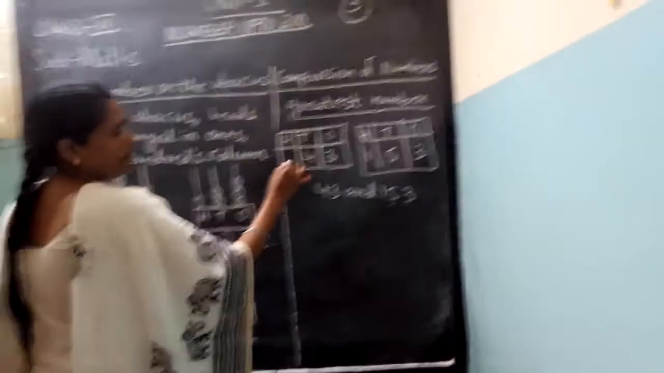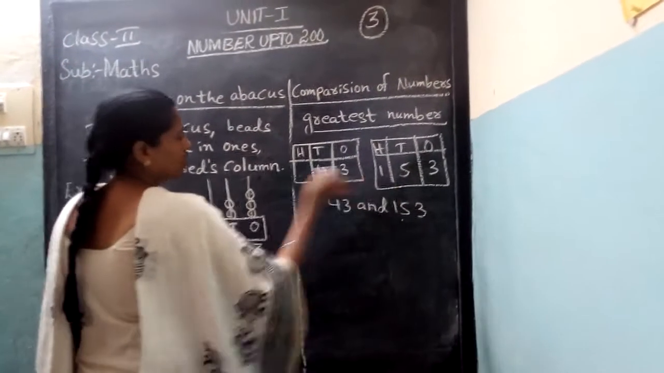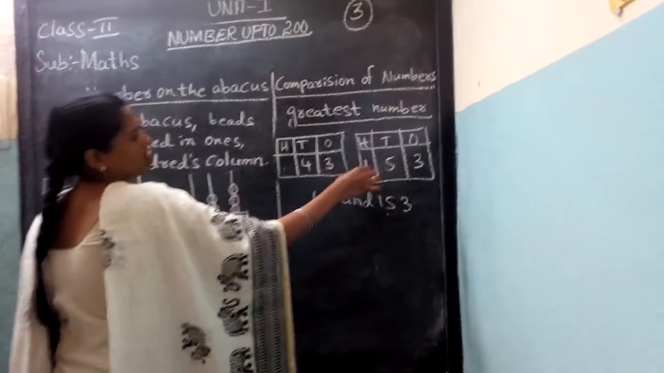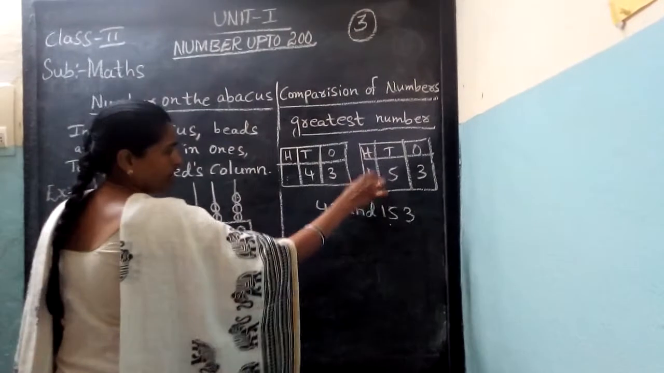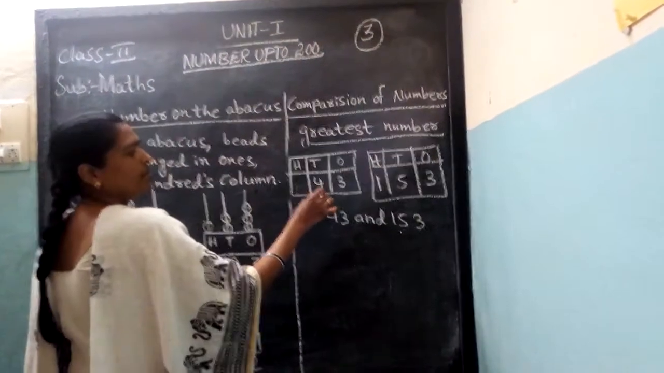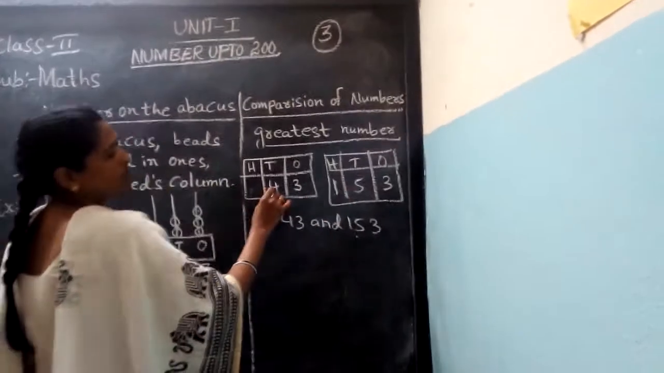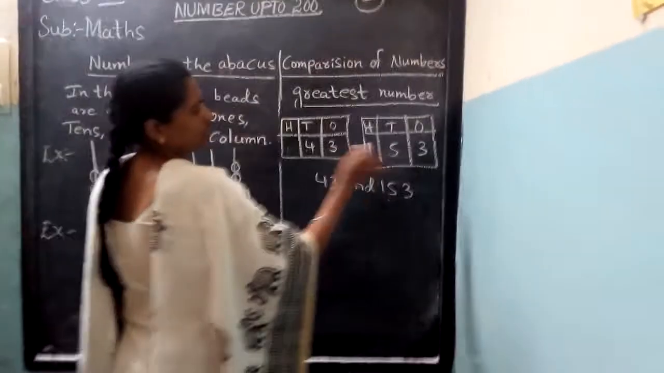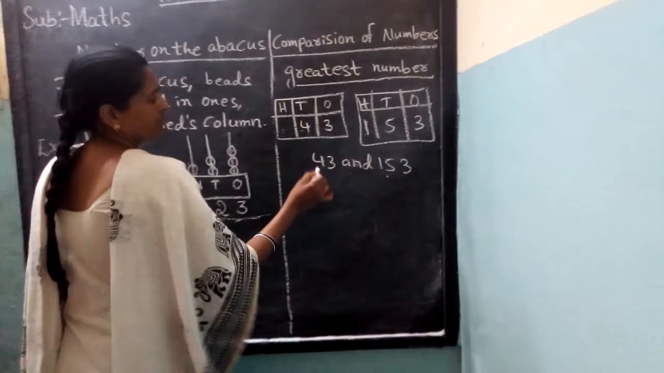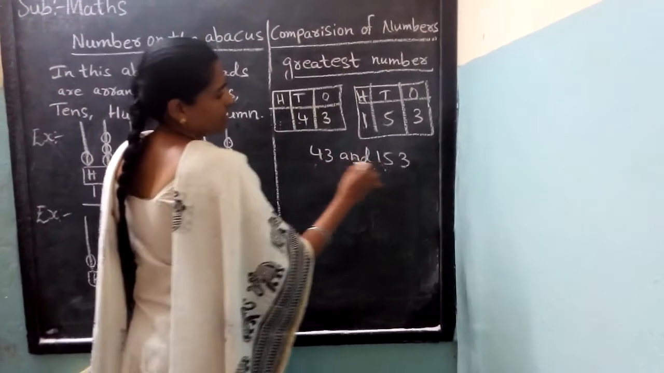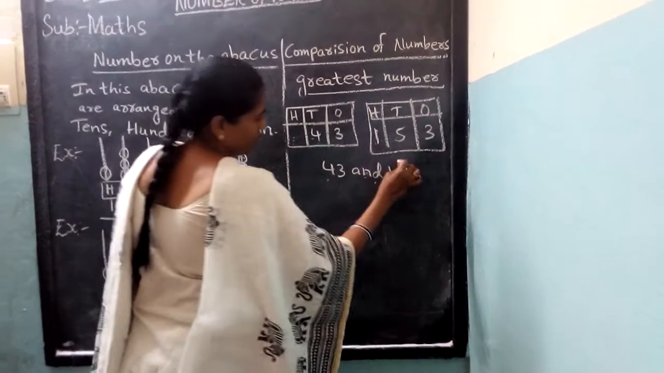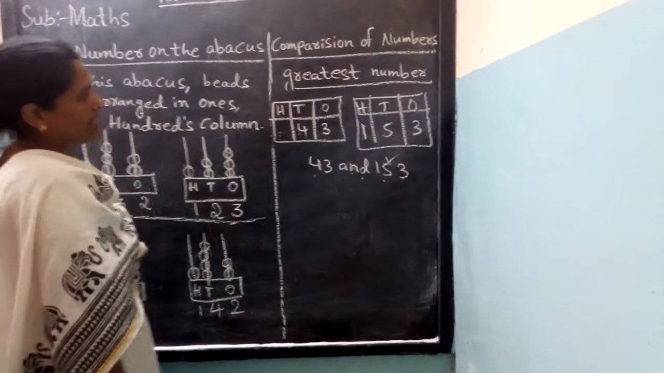In the hundreds column, how many numbers are there? Here, in the hundreds column, only one number is there. In the tens column, 4 is smaller than 5. In the ones column, 3 is the same number. Which is bigger? 43 and 153 are there. Which is the greater number? 153 is the greater number.